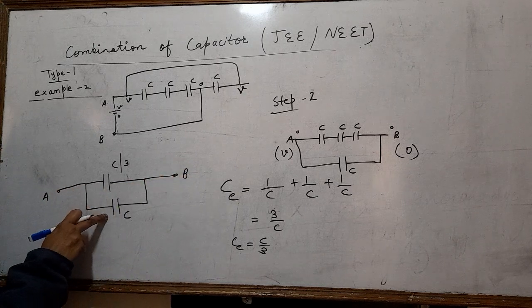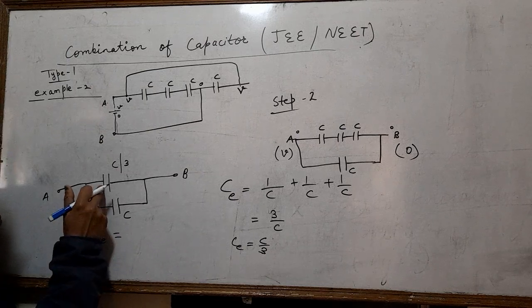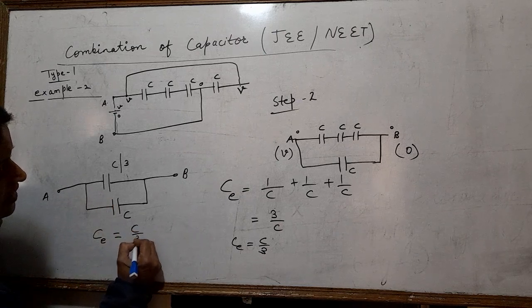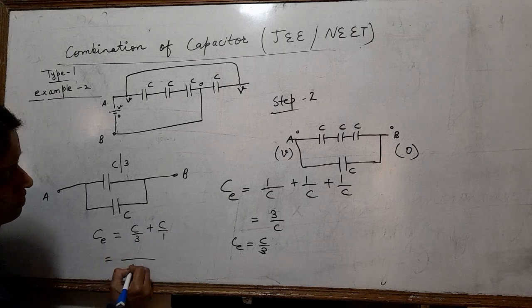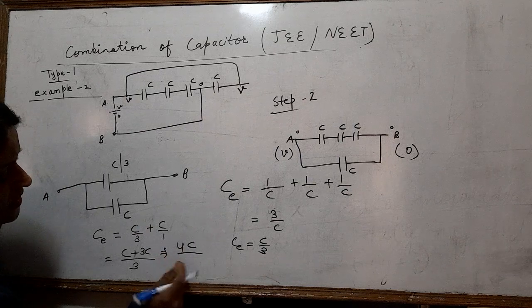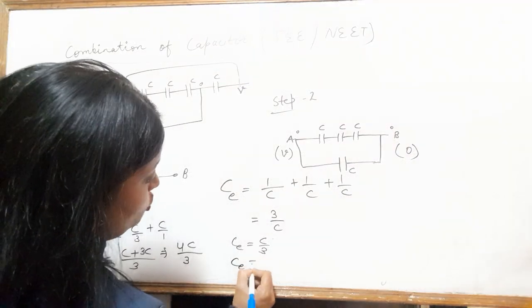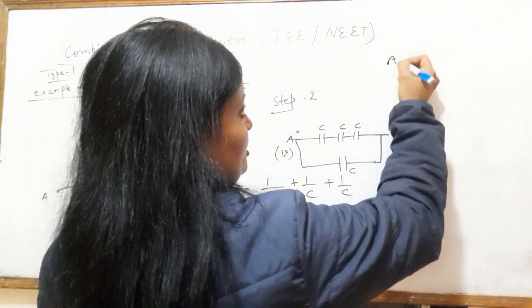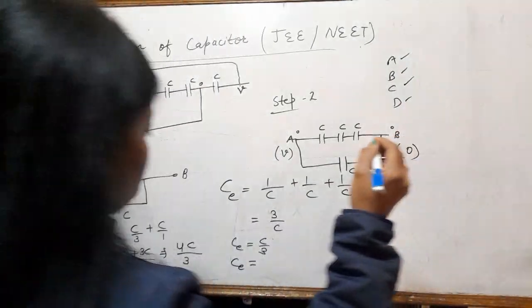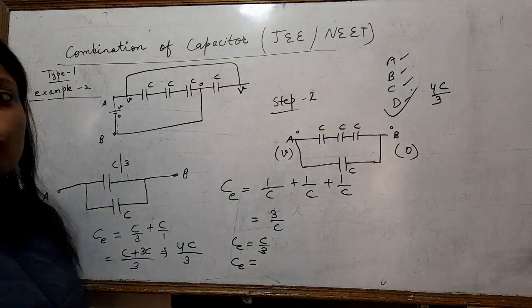For these 2 capacitance values, we have to find the equivalent capacitance. Similarly, in the same way, you can add these 2 values. So this gives C by 3 plus C, which is C plus 3C over 3. So the final equivalent capacitance is 4C divided by 3. Finally, you have to mark the answer among options A, B, C and D, as given in the NEET and JEE exams. Suppose this option arises as C by 3 at option D, then you have to mark option D. Thank you.